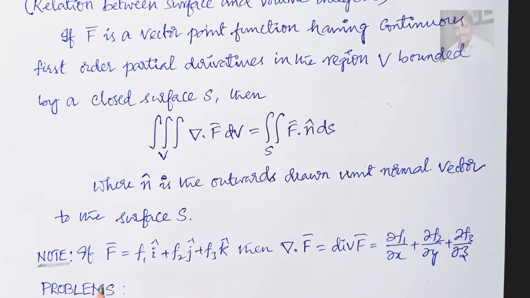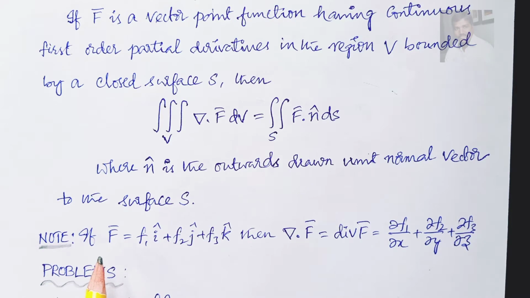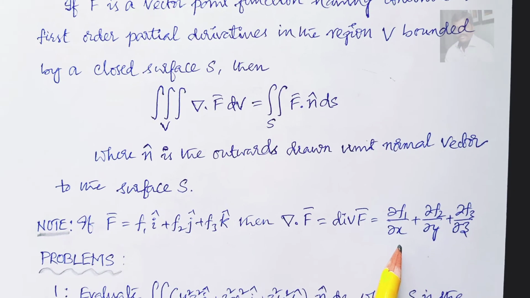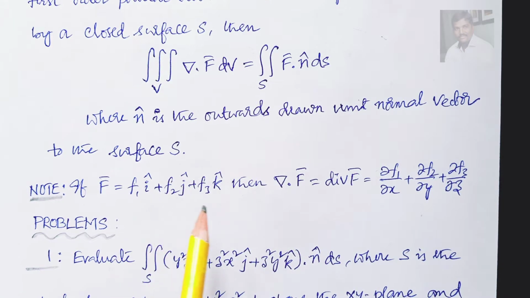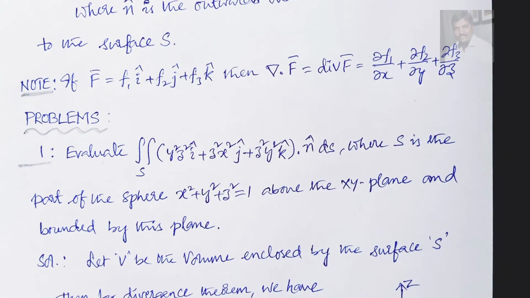One important point to note: if F bar is equal to F1 i cap plus F2 j cap plus F3 k cap, then del dot F bar is equal to div F bar, that is equal to dou F1 by dou x plus dou F2 by dou y plus dou F3 by dou z, where F1, F2, F3 are functions of x, y, z. Now let us do one problem on this divergence theorem.